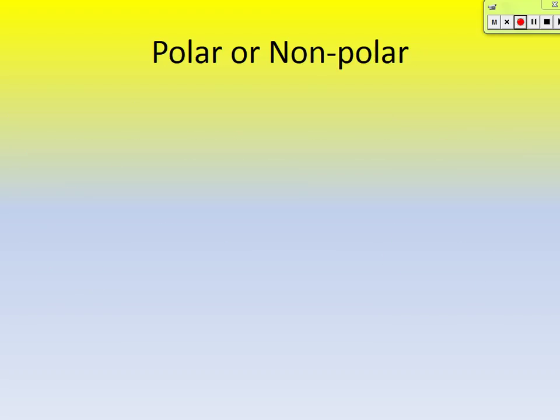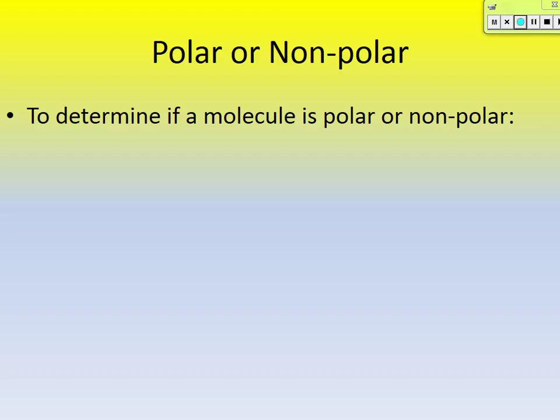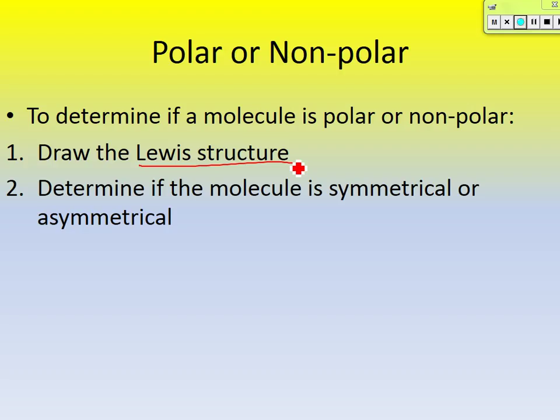Okay, let's learn the next way to determine whether a molecule is polar or not polar. There's a few steps that we have to take with this method. Number one, you have to be able to draw the Lewis structure. I know it's been a few chapters, a couple months since we've done this, so I'm going to help you review it through this video. Step number two is we're going to determine if the molecule is symmetrical or asymmetrical. So we're going to check for symmetry.